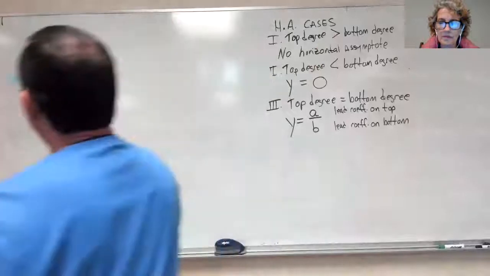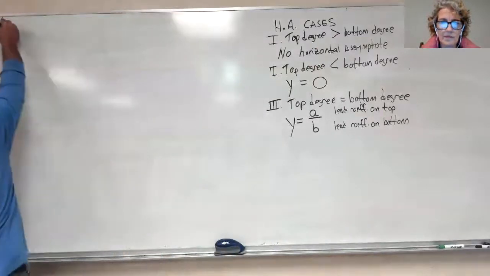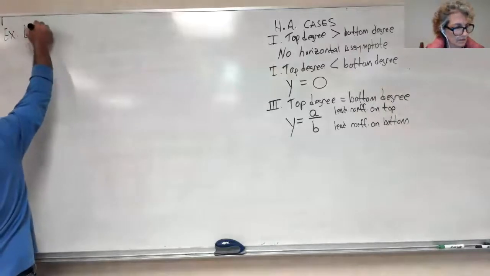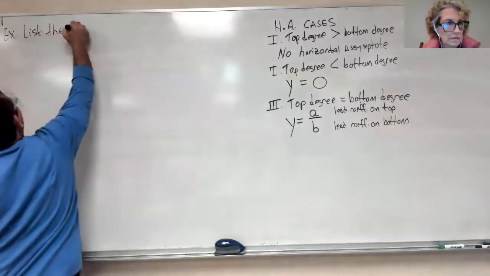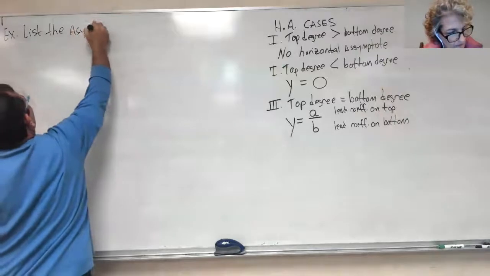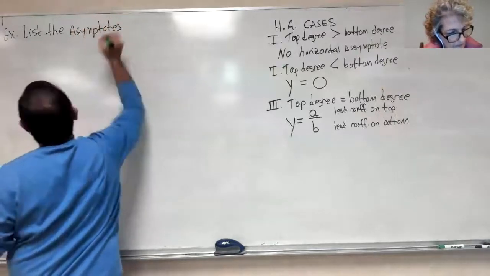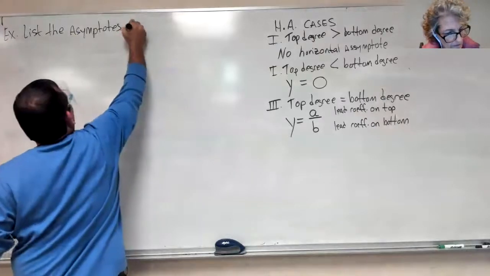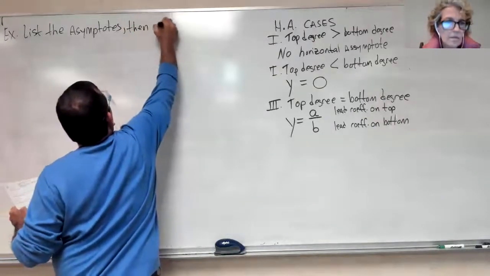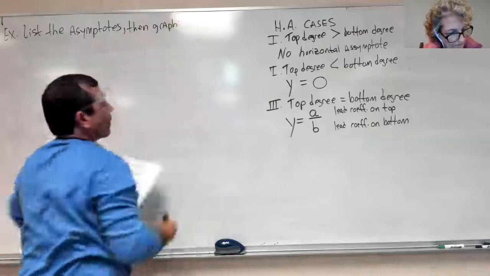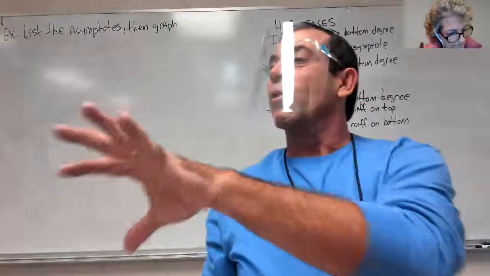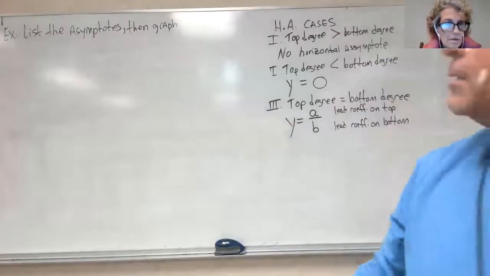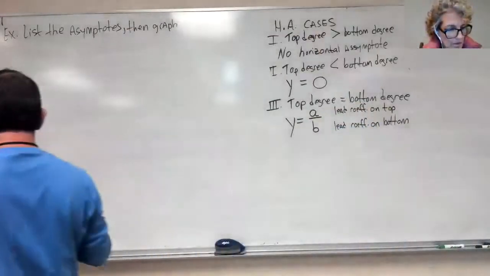Alrighty, so on this problem, I'm going to list the asymptotes and graph. And then it'll start doing problems where they ask for them individually, like the horizontal asymptotes or the verticals, okay? So this one wants a little bit of everything.